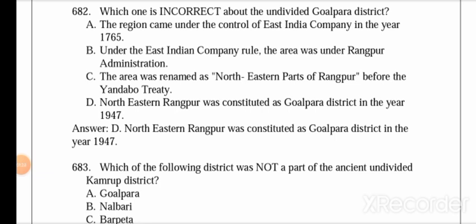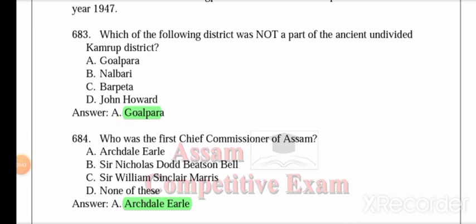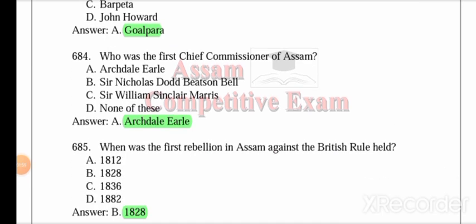The region came under the control of East India Company in the year 1765. Under the East India Company rule, the area was under Rangpur administration. The area was renamed as northeast part of Rangpur before Yandabu Treaty. All these three are right. Which of the following districts was not part of ancient undivided Kamrup district? It was Goalpara. Sorry for the background disturbances, and I can't do anything about it. Who was the first Chief Commissioner of Assam?